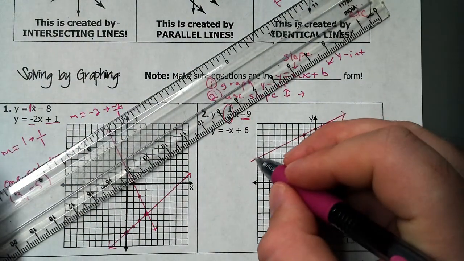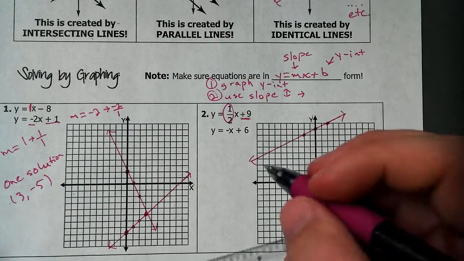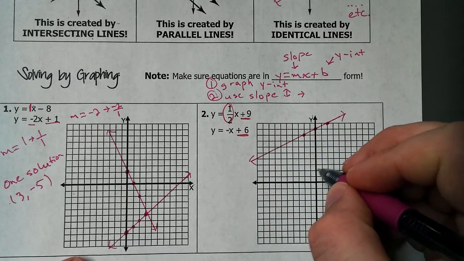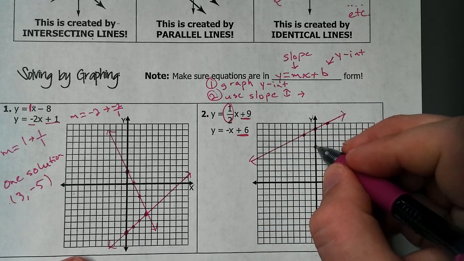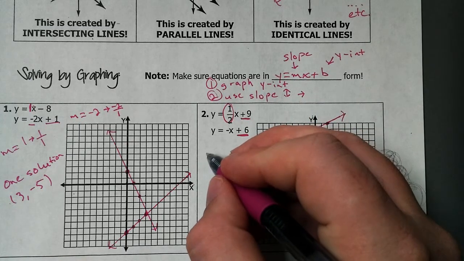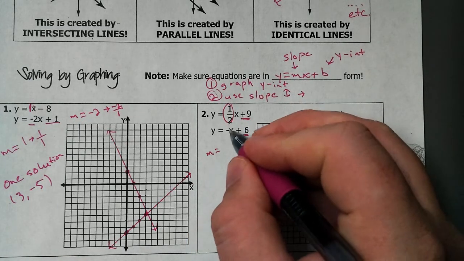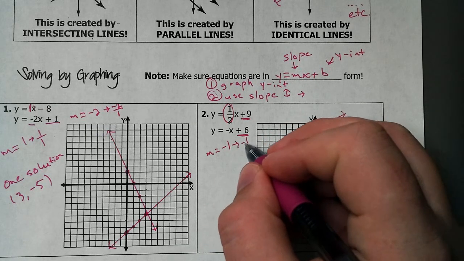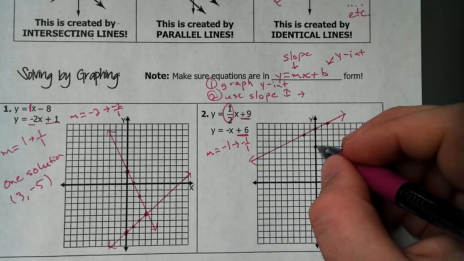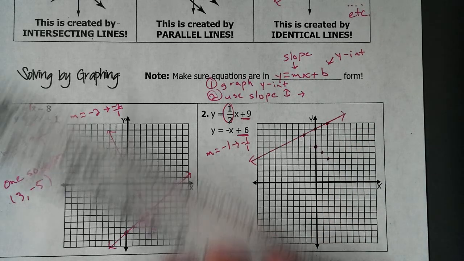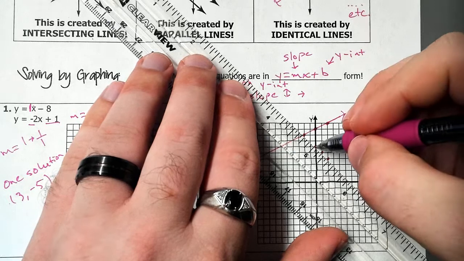Now, this other equation started at positive 6. 1, 2, 3, 4, 5, 6. And it has a slope of negative x. Remember, a negative x slope would be a slope of negative 1. So let's put it into a fraction, negative 1 over 1. So from here, down 1 over 1, down 1 over 1. I have 3 dots. Let's connect them.